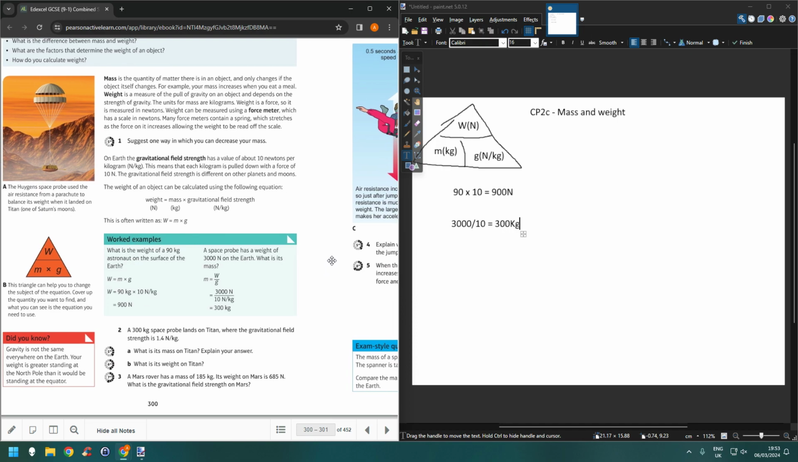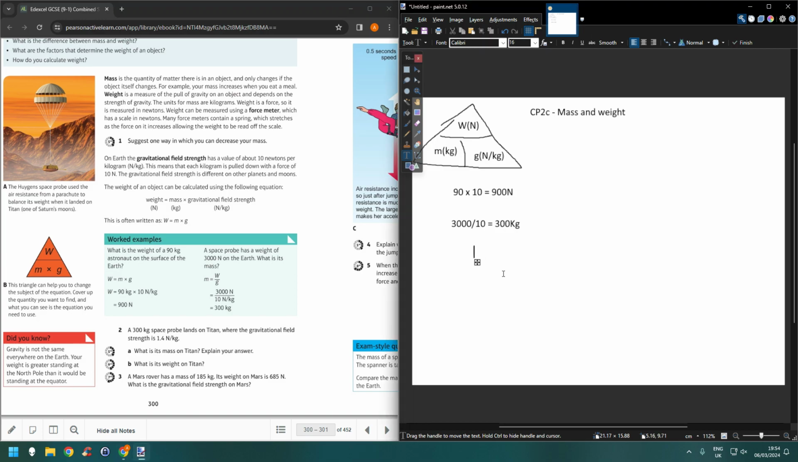Okay. Oh yes, this is a good one as well. There's so many questions that I'm missing out on. A 300 kilogram space probe lands on Titan, where the gravitational field strength is 1.4 newtons per kilogram. What's its mass on Titan? Explain your answer. So we can say, to find the mass, we need to do weight divided by gravity in newtons per kilogram. So the weight is 300. So we do 300 divided by 1.4.